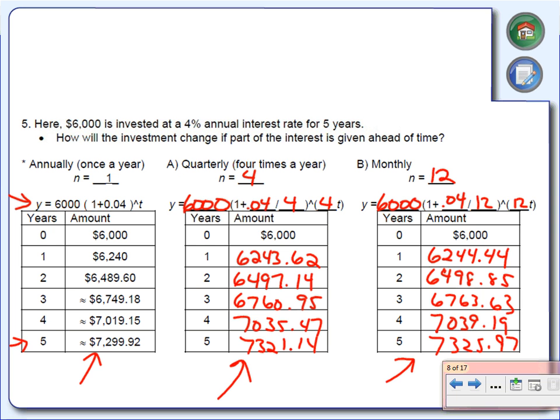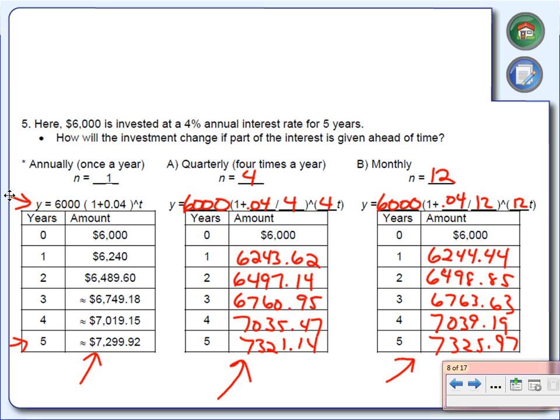notice how much I'm getting, $7,325. Again, slightly more than before. And the reason we're getting a little more is because this time we did it 12 times in a year rather than just 4 times in a year.